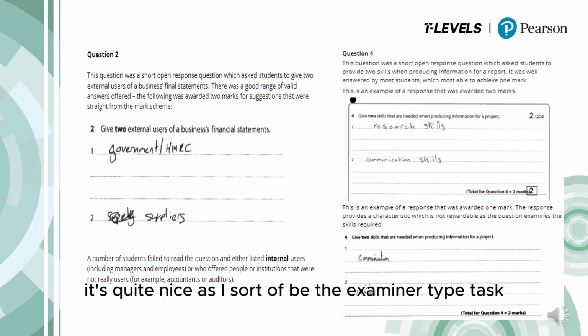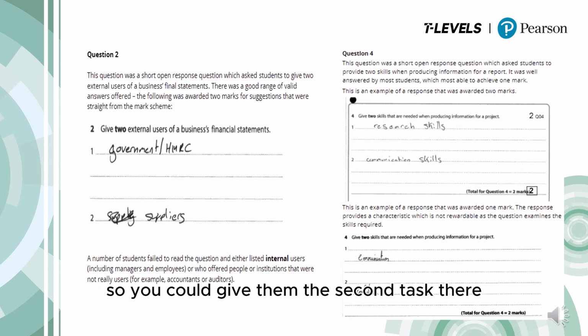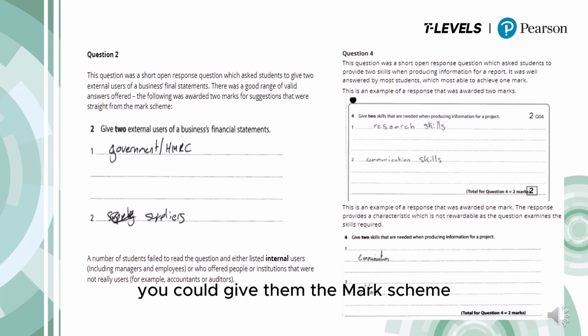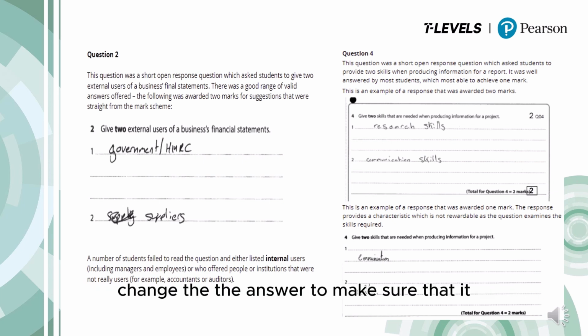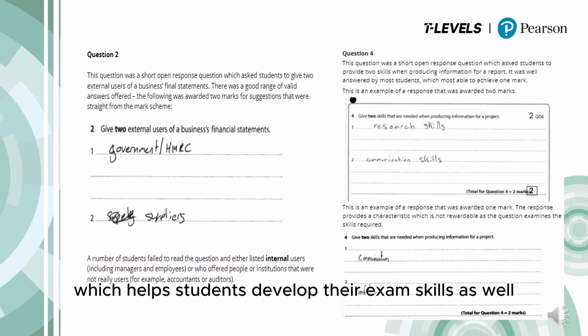And obviously it's quite nice as a sort of be the examiner type task. So you could give them the second task there, you could give them the mark scheme, you could ask them to maybe identify why the second mark hadn't been awarded, or you could ask them to use their knowledge to then change the answer to make sure that it was achieving 4 marks. So you've got a range of different activities there that you could do, which helps students develop their exam skills as well.